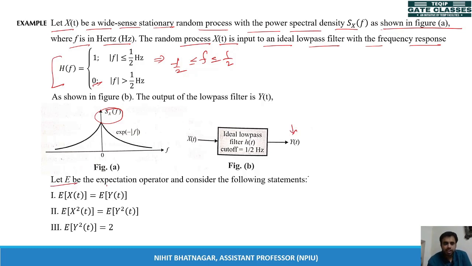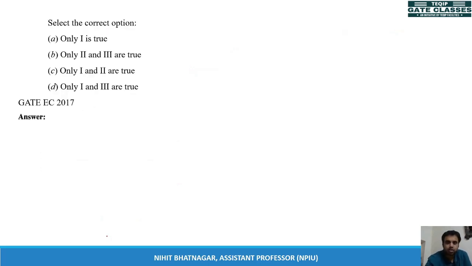Let E be the expectation operator. Then consider the following statements. First statement: expectation of X(t) is equal to expectation of Y(t). Second: expectation of X squared(t) is equal to expectation of Y squared(t). Third: expectation of Y squared(t) is equal to 2. These are the 4 options, only one is true. Only first and second are true. Only first and third are true. This question was asked in GATE ECE 2017.